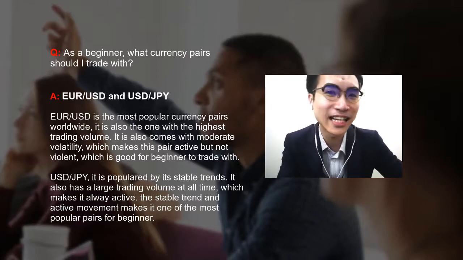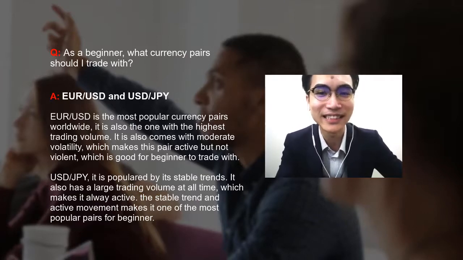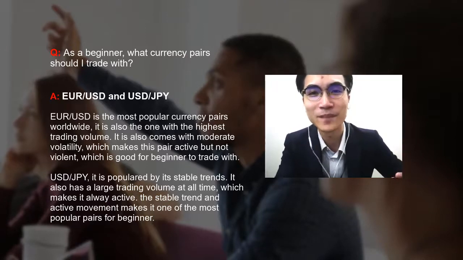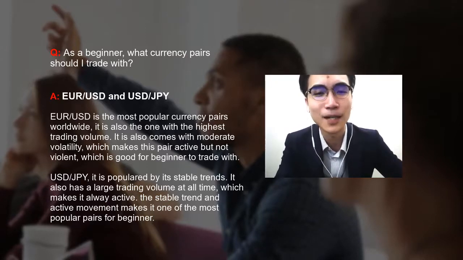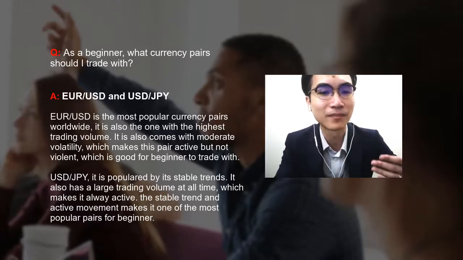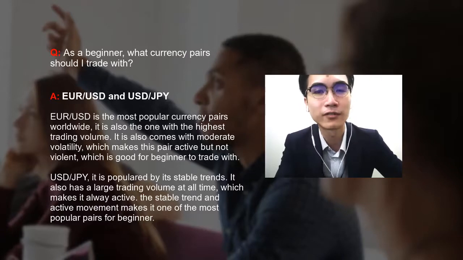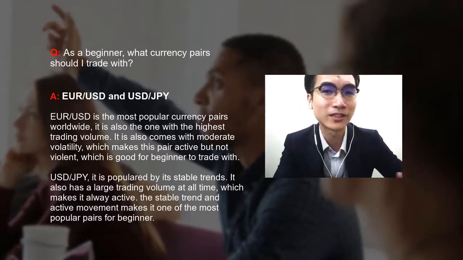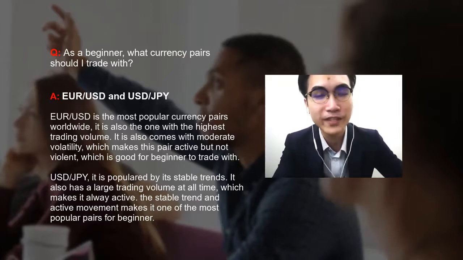And then on the other hand, we have the US dollar Japanese yen. It is popular for its stable trends, and it also has a large trade volume at all times, which makes this currency pair really active and always active. And the stable trend and the active movement of the US dollar and Japanese yen make it one of the most popular currency pairs for beginners to trade with.